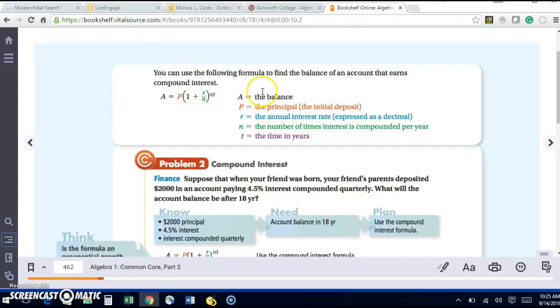Okay, so it says you can use the following formula to find the balance of an account that earns compound interest. A is the balance, P is the principal or the initial deposit, R is the annual interest rate and it should be expressed as a decimal, N is the number of times the interest is compounded per year, and T is the time in years. Okay, so let's take a look at problem 2 with compound interest.